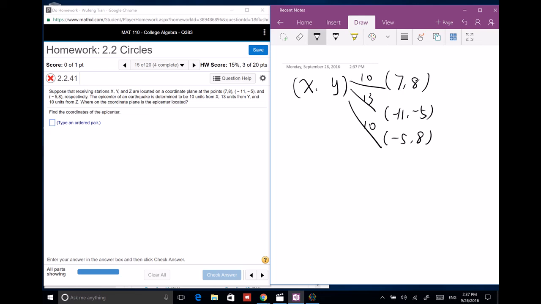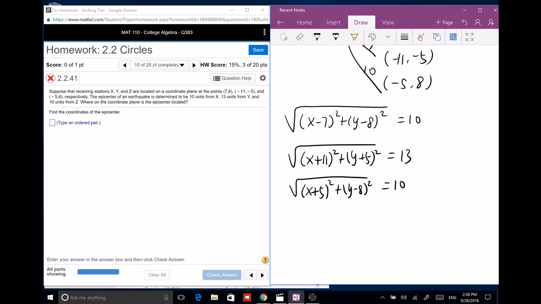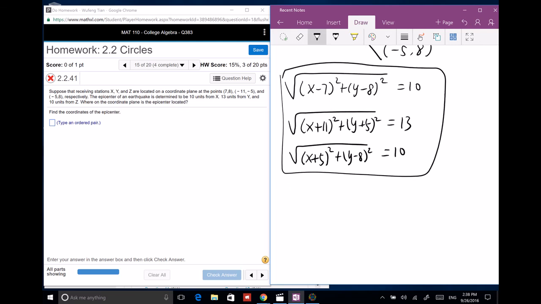What do we need to do? We need to use the distance formula 3 times. The first time you get the square root of (x minus 7) squared plus (y minus 8) squared, which is 10. The distance formula with x minus -11, which is plus 11, squared, plus y minus -5, which is plus 5, squared, is 13. The distance formula again, x minus 5, -5, so x plus 5, squared, plus (y minus 8) squared equals 10. Then I need to use these 3 distance formulas to solve for x and y. How do I solve it? I need to square both sides and FOIL it.